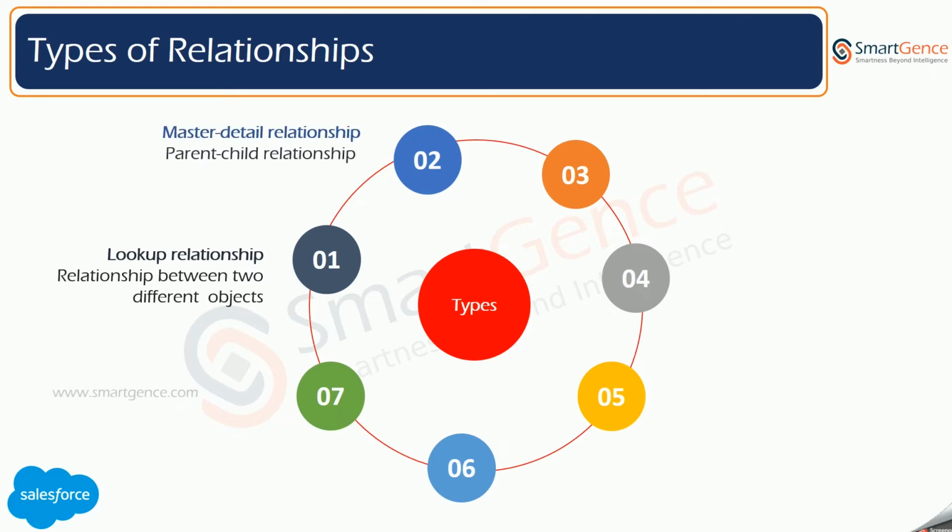Then master detail relationship. So this again is pretty similar to lookup relationship, but there are slight variations, slight differences, which we will be looking at in detail in the next slide.